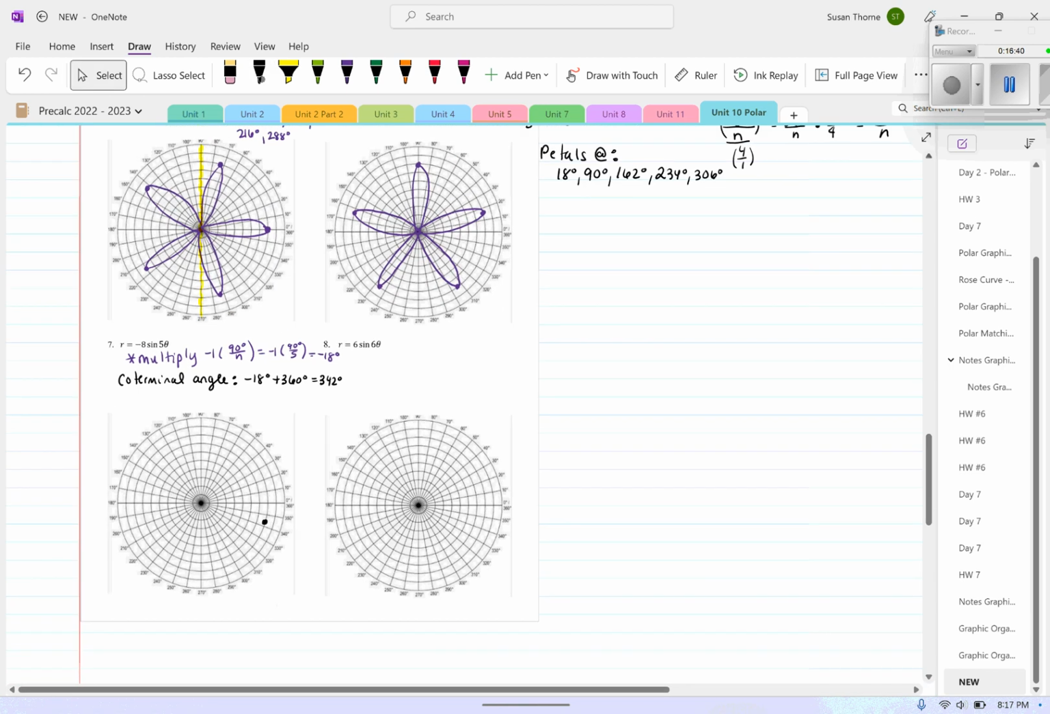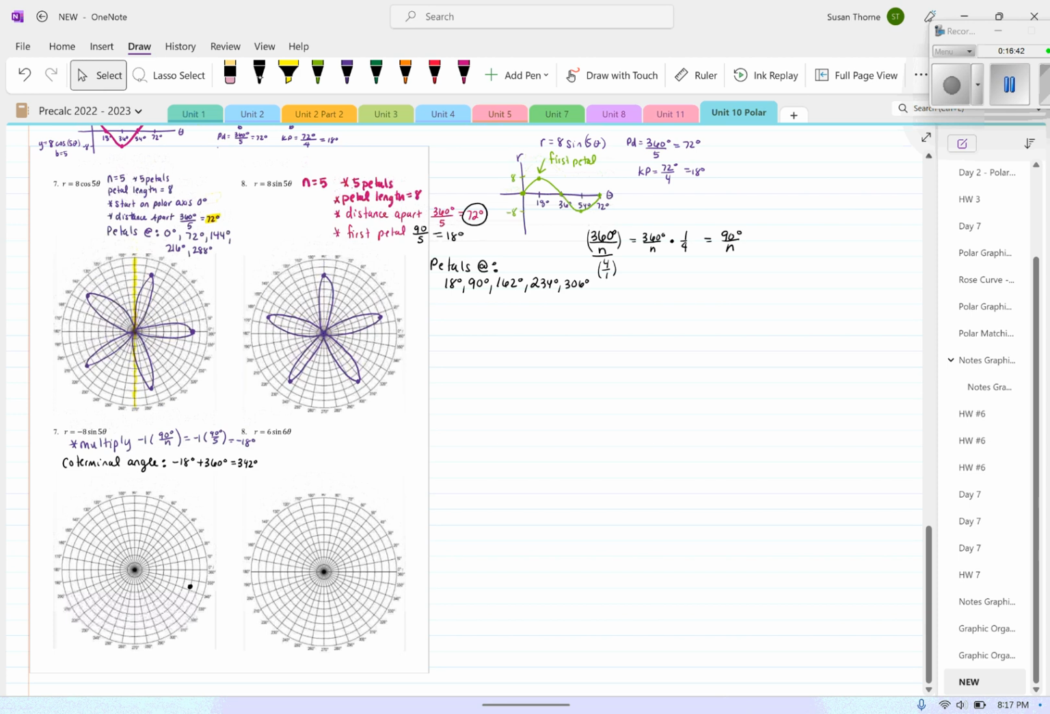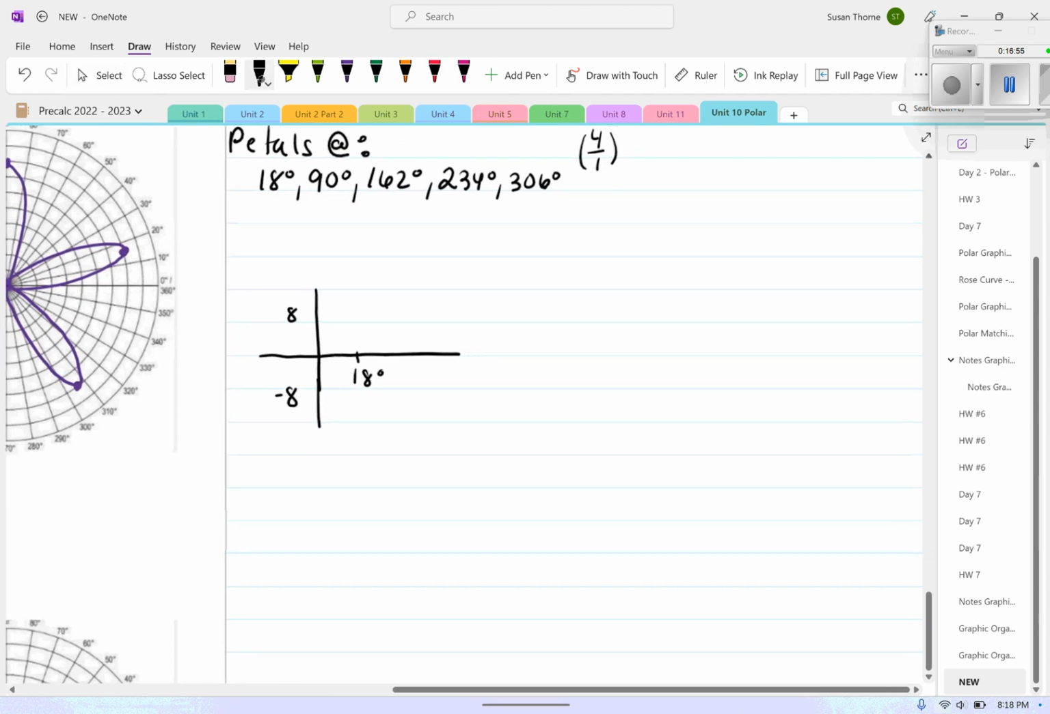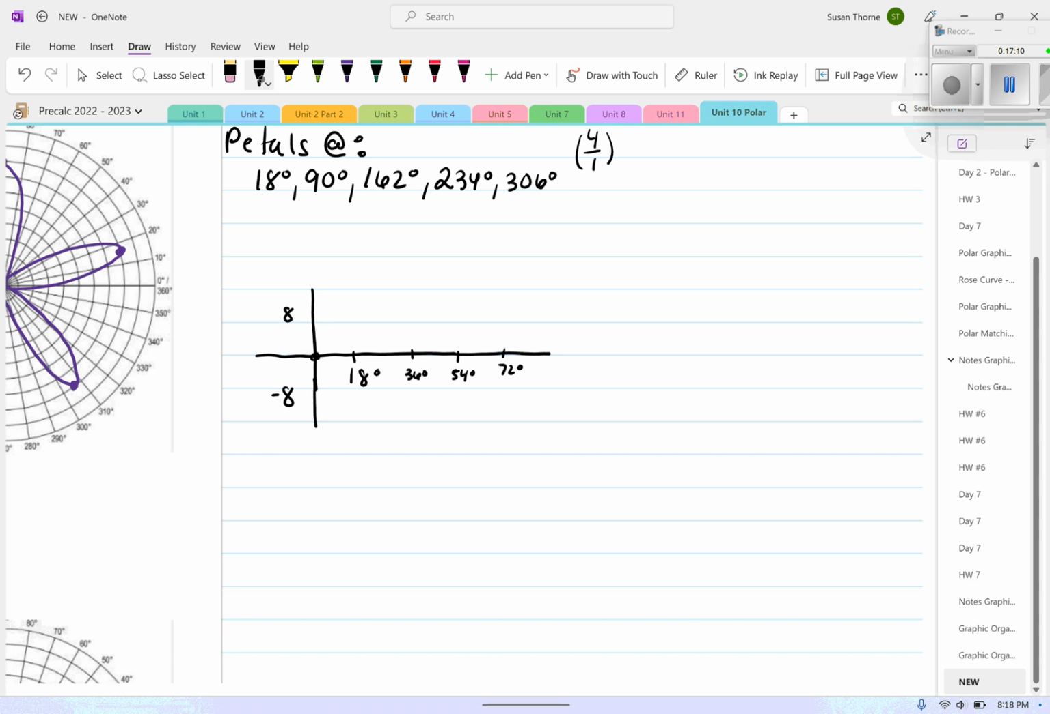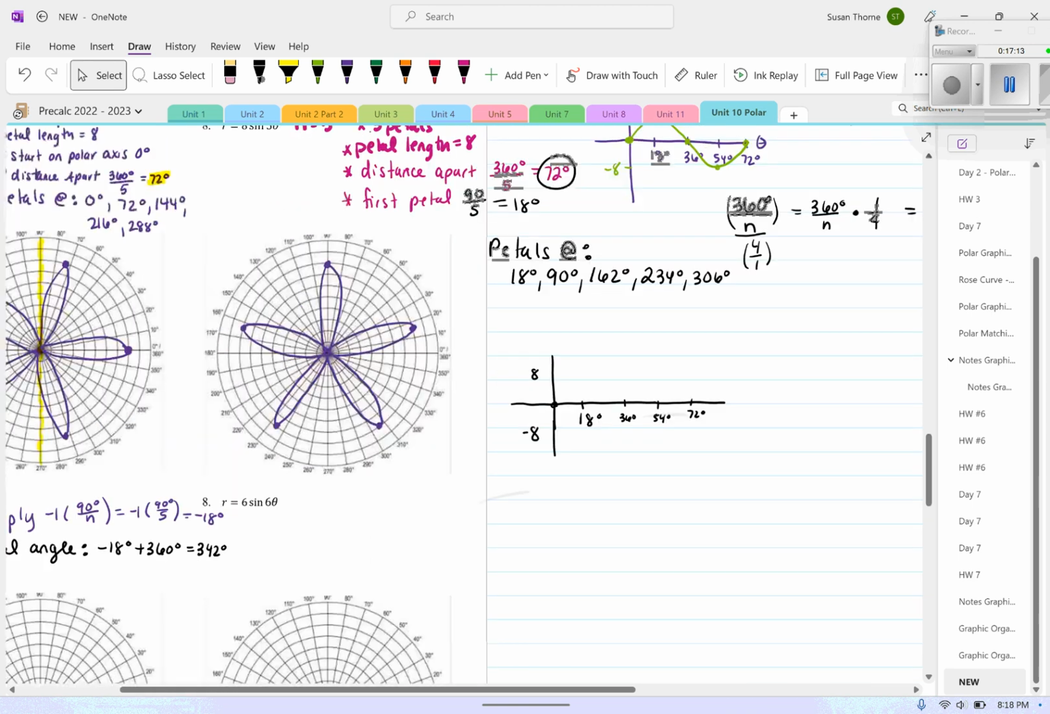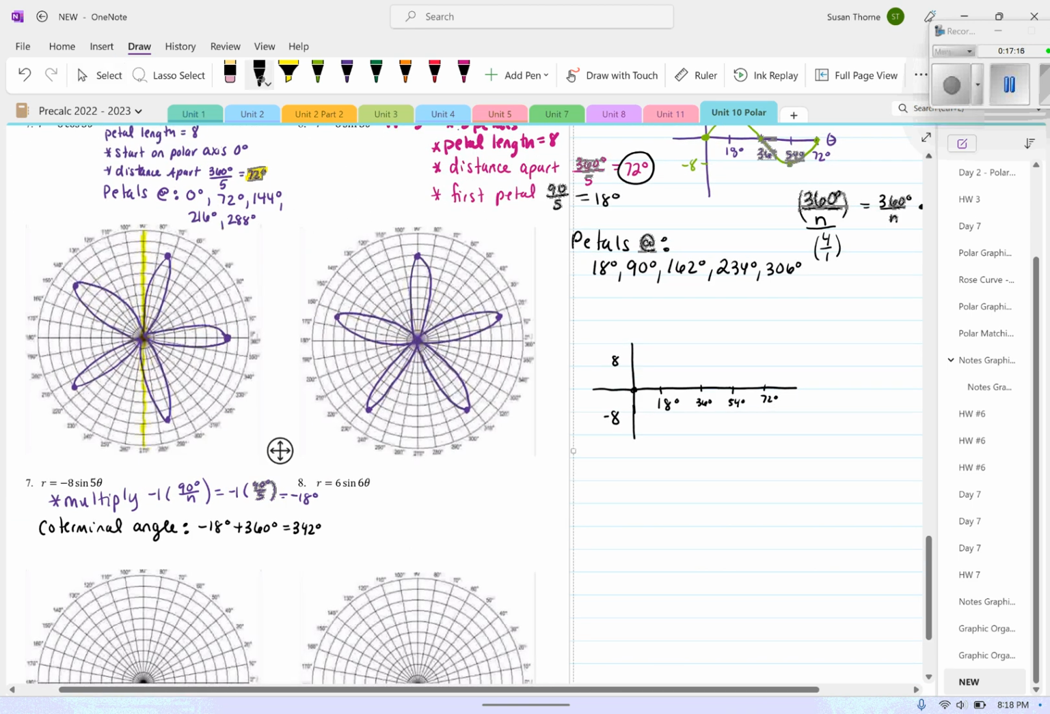And if you think about the graph compared to the one we just did, so if I were to graph this, 18 degrees, next one is 36, 54, 72. So instead of starting at the origin and going up, we're going down first when it's negative. So if you look here, -8 sine 5 theta.